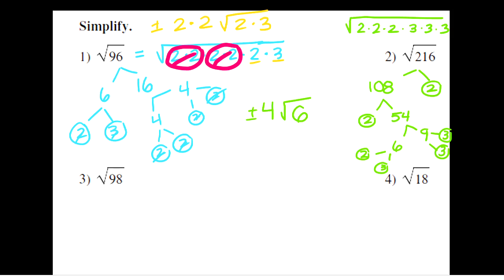We have, of course, a pair of 2s. We get a 2 that gets to come out, and a pair of 3s means a 3 gets to come out. We've got a 2 and a 3 on the outside. And inside of our square root, we have another 2 and a 3. So our final answer will become plus or minus 6 on the outside, 6 on the inside.